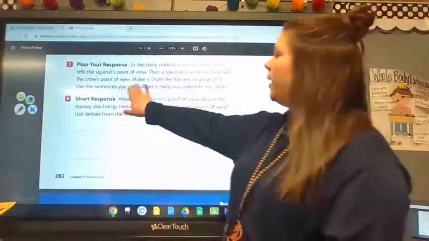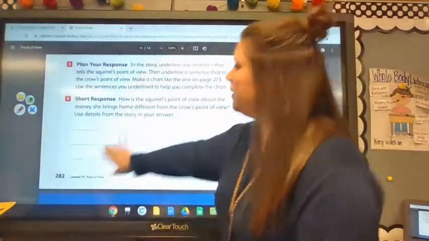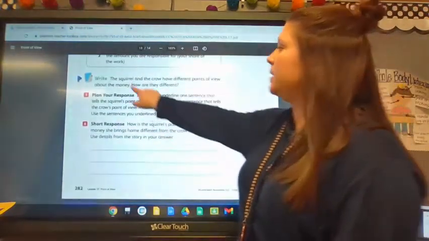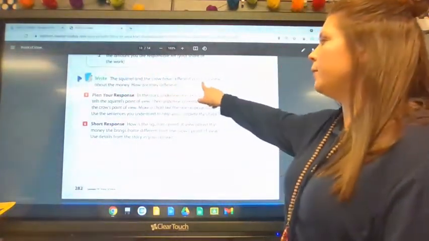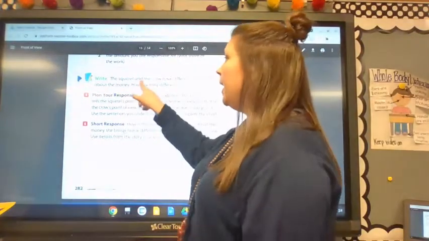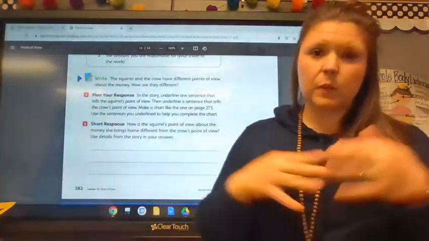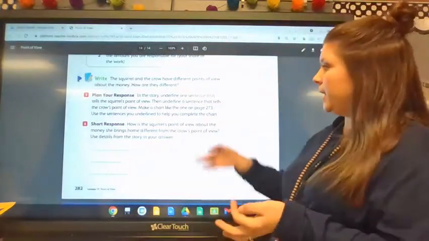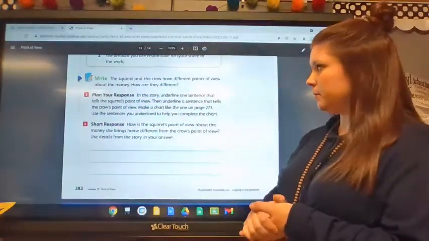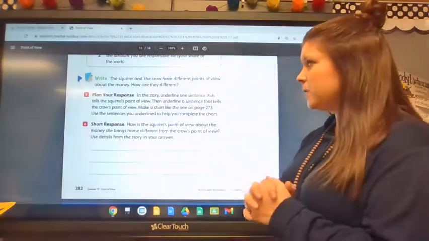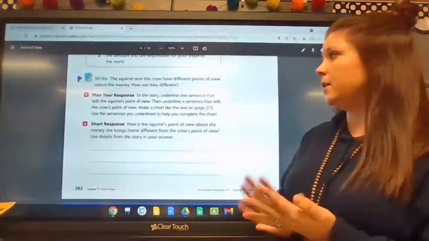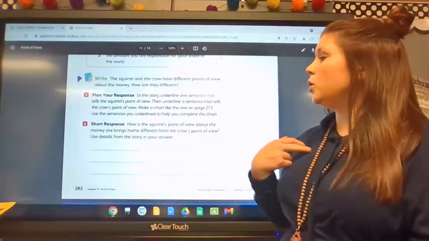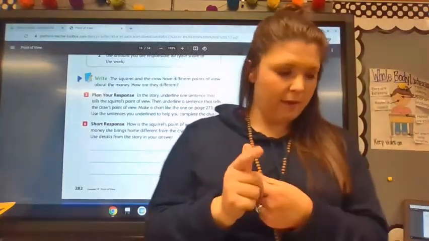All right, so it says, the question that we're trying to answer here is the squirrel and the crow have different points of view about the money. How are they different? So we want to know how squirrel and crow's points of view are different about the money. So we're going to plan our response. In the story, underline one sentence that tells the squirrel's point of view, then underline a sentence that tells the crow's point of view. So let's do that first.